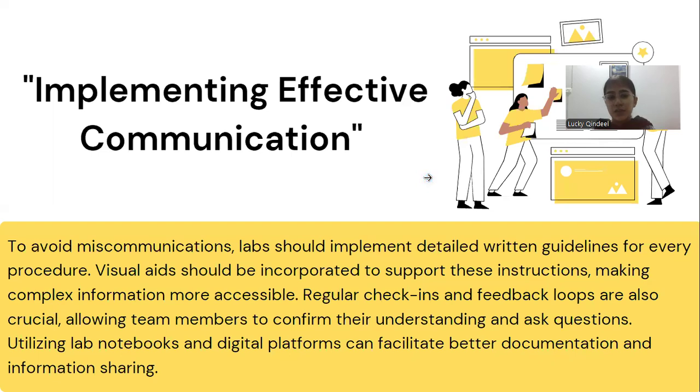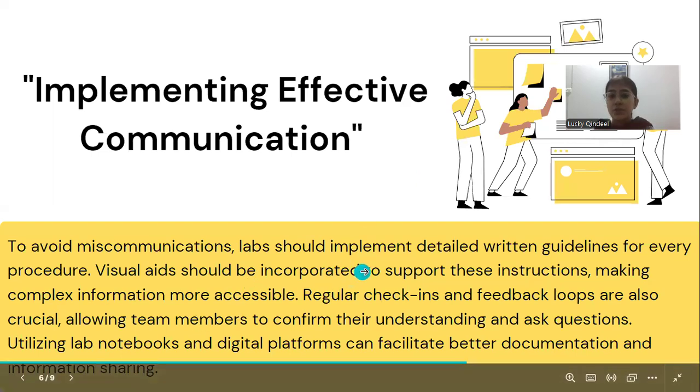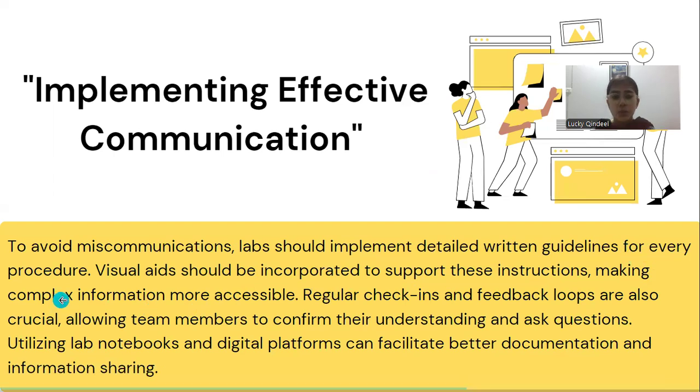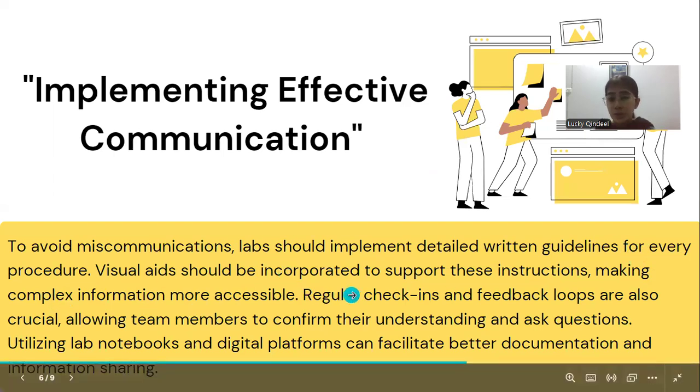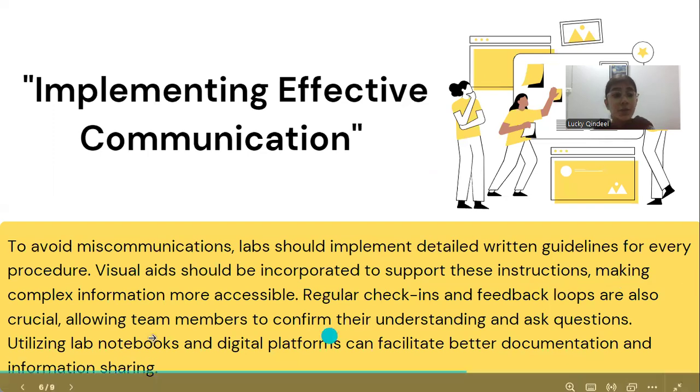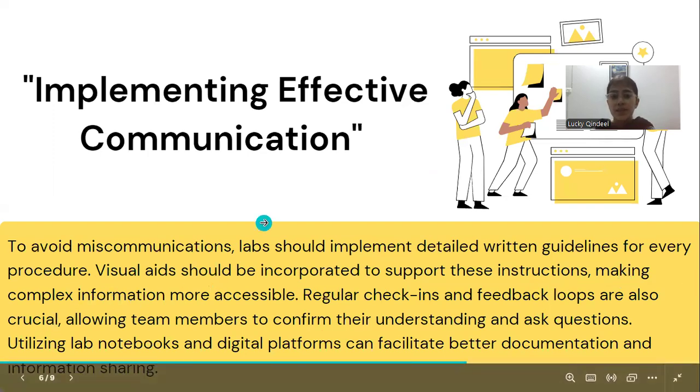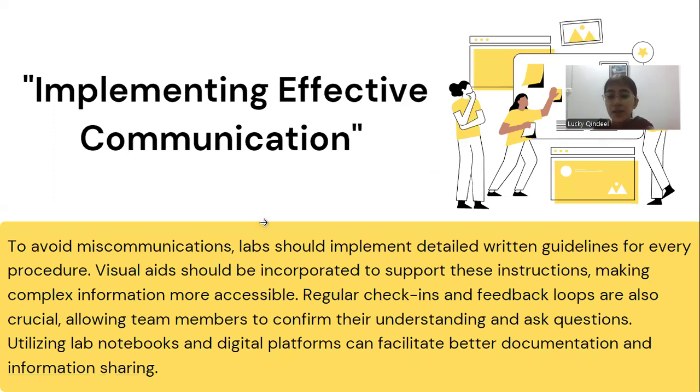Implementing effective communication. To avoid miscommunication, labs should implement detailed written guidelines for every procedure. Visual aids should be incorporated to support these instructions, making complex information more accessible. Regular check-ins and feedback loops are also crucial, allowing team members to confirm their understanding and ask questions. Utilizing lab notebooks and digital platforms can facilitate better documentation and information sharing.